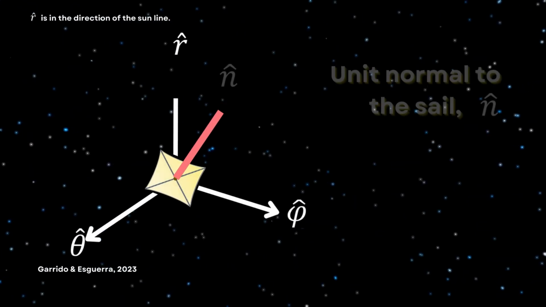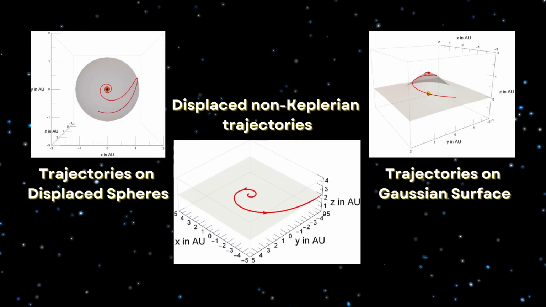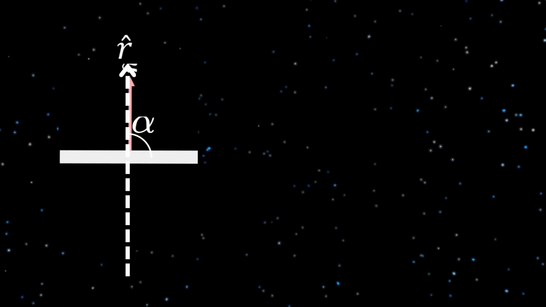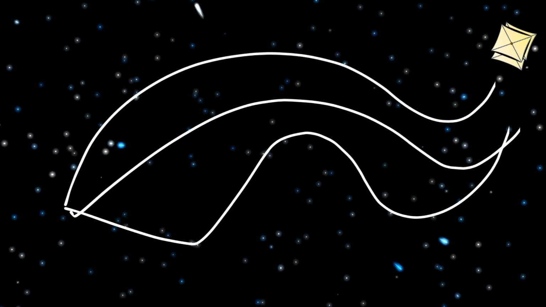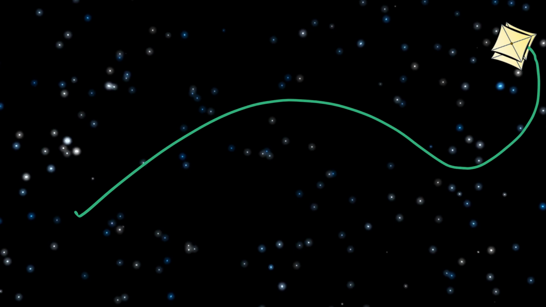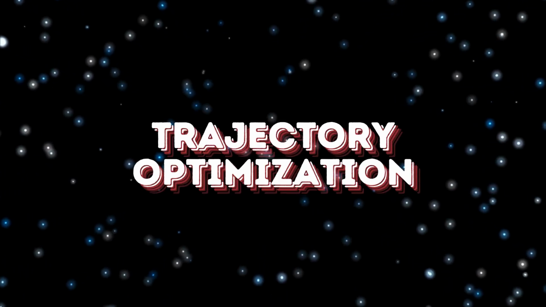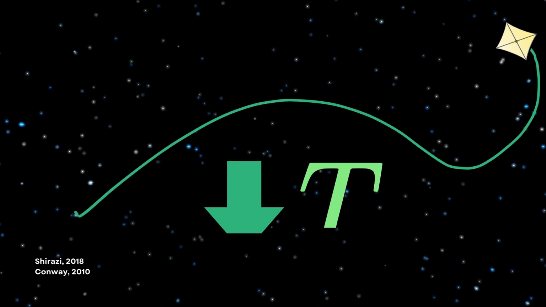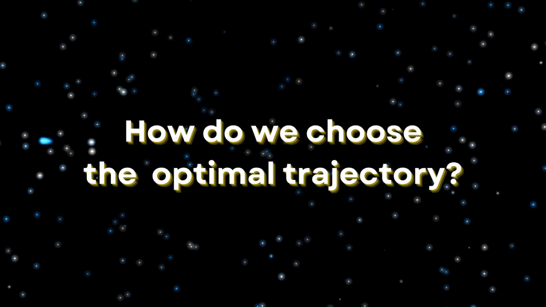The solar sail's orientation, defined by its cone and clock angles, can be controlled, generating trajectories that can't be obtained using typical gravitational forces. The controllability of solar sails lets us construct a family of paths. Depending on the mission, we need to choose the path that best attains the mission's objectives through the process known as trajectory optimization. Usually, for solar sails, the best path is the one that minimizes the time to reach its target. So how do we choose a trajectory that minimizes the flight time?